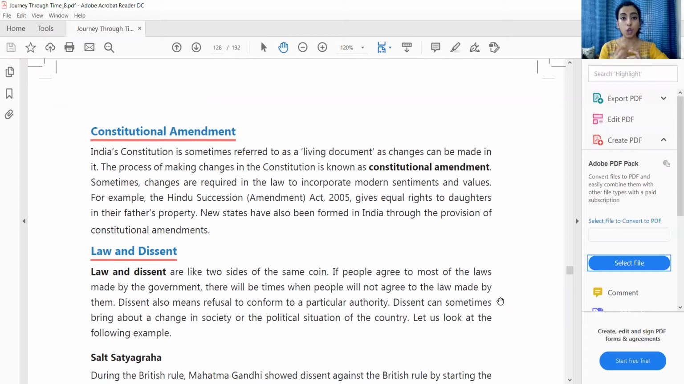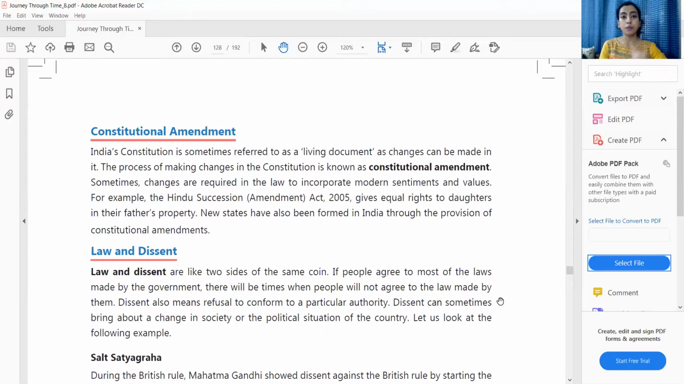Certain laws that are made can have some additions and subtractions made to them, all right? It is always open for that. That process is known as amendment, right? When you bring a certain change in an existing law, that means you are adding something or subtracting something from an existing law, and that is known as constitutional amendment. India's constitution is always referred to as a living document because of that. Why is it a living document? Because changes can be made with time.